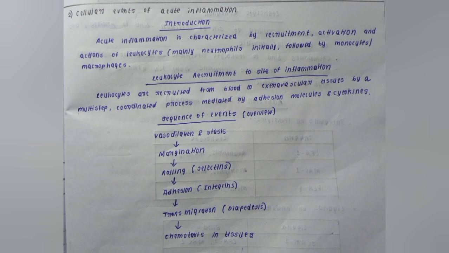So, writing the answer for the cellular events of acute inflammation begins with the introduction. Give a point of introduction: acute inflammation is characterized by recruitment, activation, and actions of leukocytes, mainly neutrophils initially, followed by monocytes or macrophages. A straightforward sentence. Next, write about the leukocyte recruitment to site of inflammation.